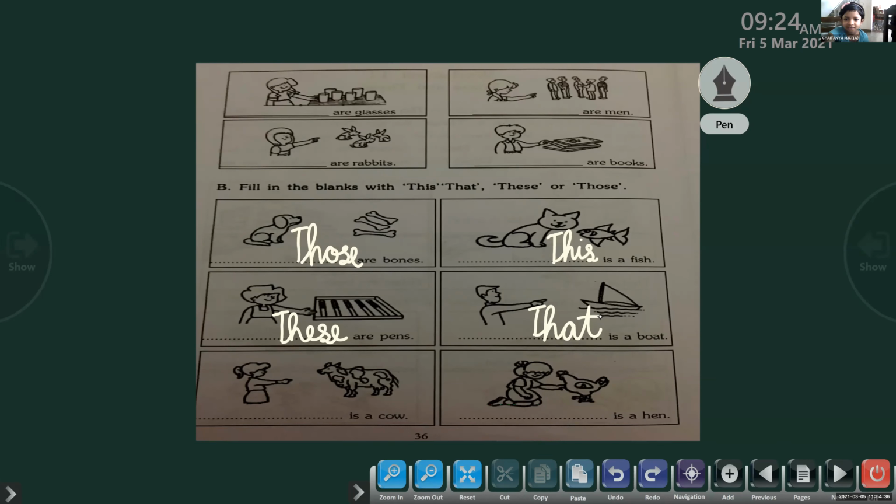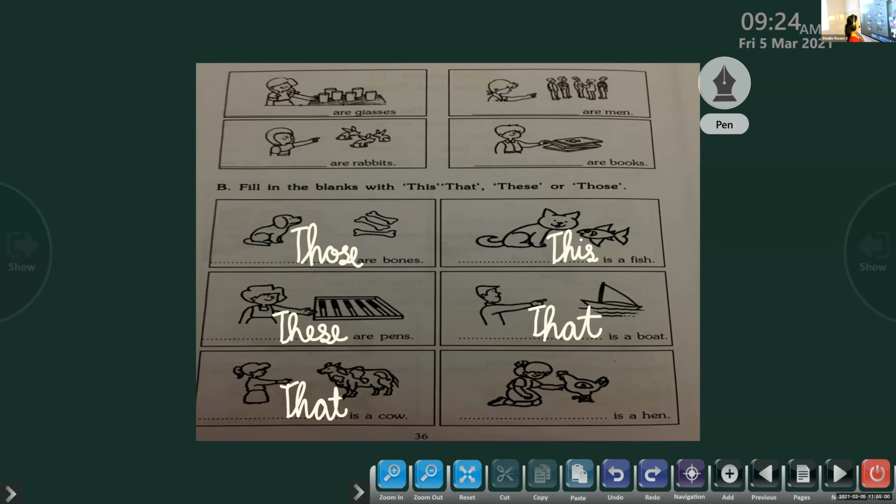Tirtha, unmute. Try the next one. The girl and the cow. That is a cow. Very good. Thank you.